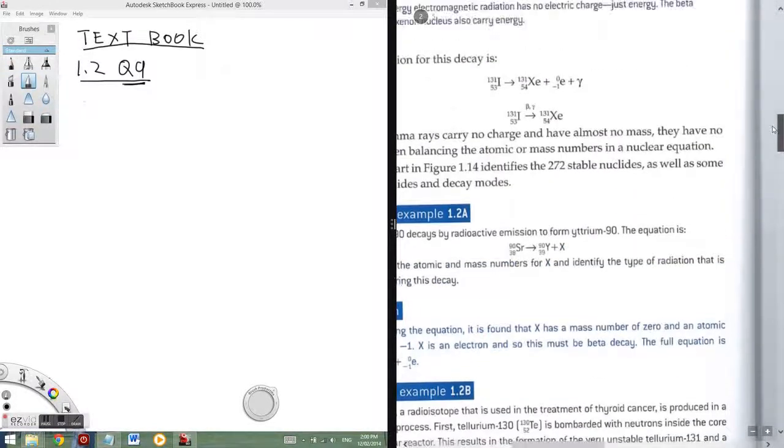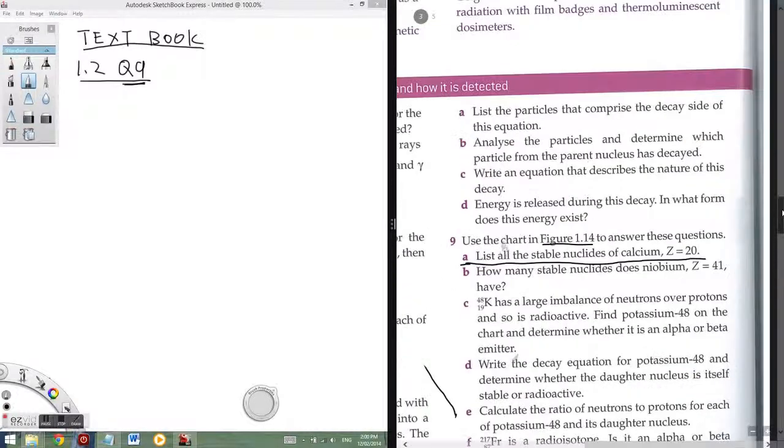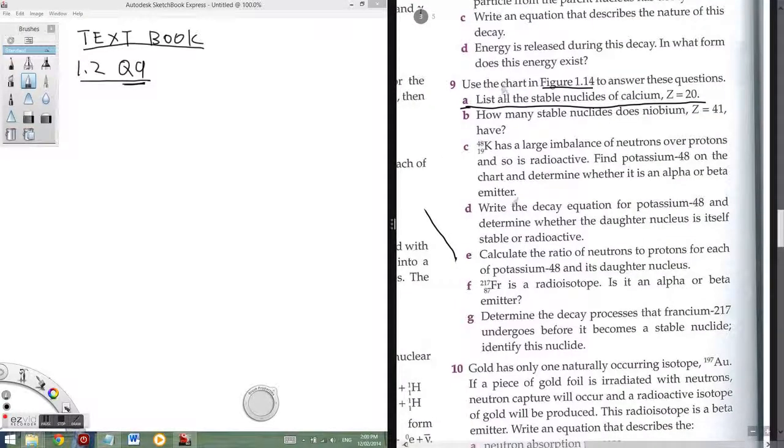Okay, question 9. If we look at the question, we need to use the chart, figure 1.14, to answer this. Question A: list all the stable nuclei of calcium. We need the stable ones. Atomic number 20, calcium.